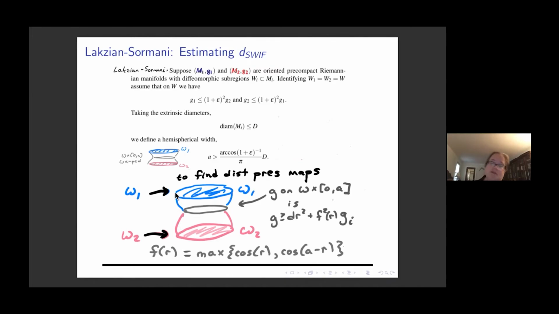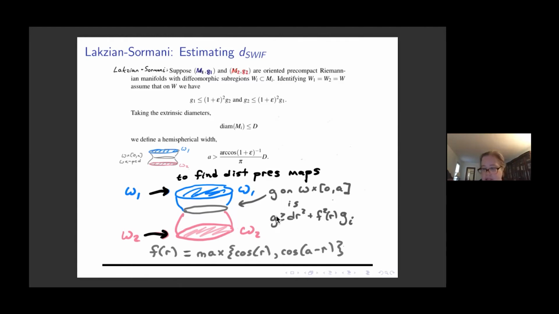And what we want to do is we're going to take A large enough, and this A has been designed to be large enough so that if we were to curve the metric tensor on W1 in a way such that it doesn't curve faster than a hemisphere. So we're keeping G on this warped region. So this is a W cross 0 to A for this A.